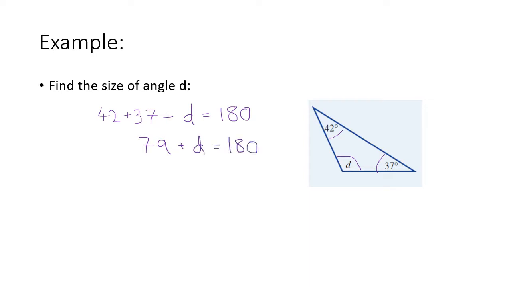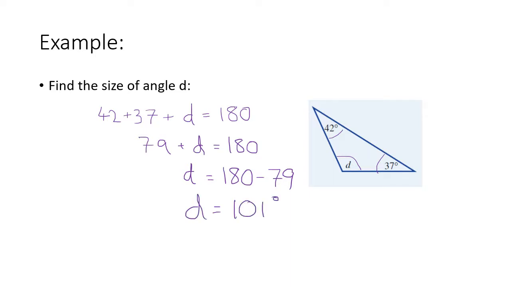Then what I've got to think about is, what does D have to be, so that 79 plus D equals 180? Or algebraically, to get D by itself, I would subtract 79 from both sides, so 180 minus 79, and we get D having a value of 101 degrees.